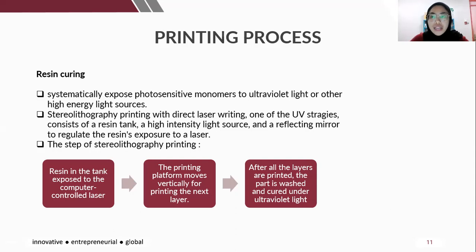Same as the extrusion process, the resin curing also has 3 steps. The first step, resin in the tank is exposed to the computer controlled laser. Then the printing platform moves vertically for printing the next layer. And after all the layers are printed, the part is washed and cured under ultraviolet light.